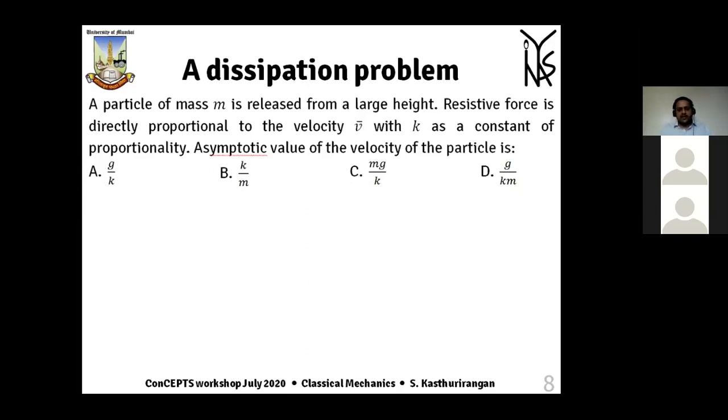You are asked to find the asymptotic value of the velocity of the particle. Asymptotic means as time t tends to a large number, eventually it will attain a velocity. Of course, all of you must be familiar with this concept of a limiting velocity when a ball is falling through a viscous medium.